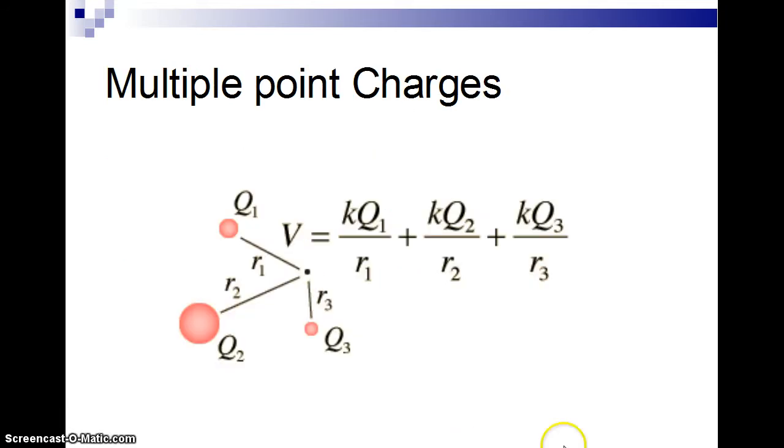So the potential at this point here, drawn in a diagram, label all the distances. The potential is just going to be kq1 over r1 plus kq2 over r2 plus kq3 over r3. Just add up those 3 potentials separately.